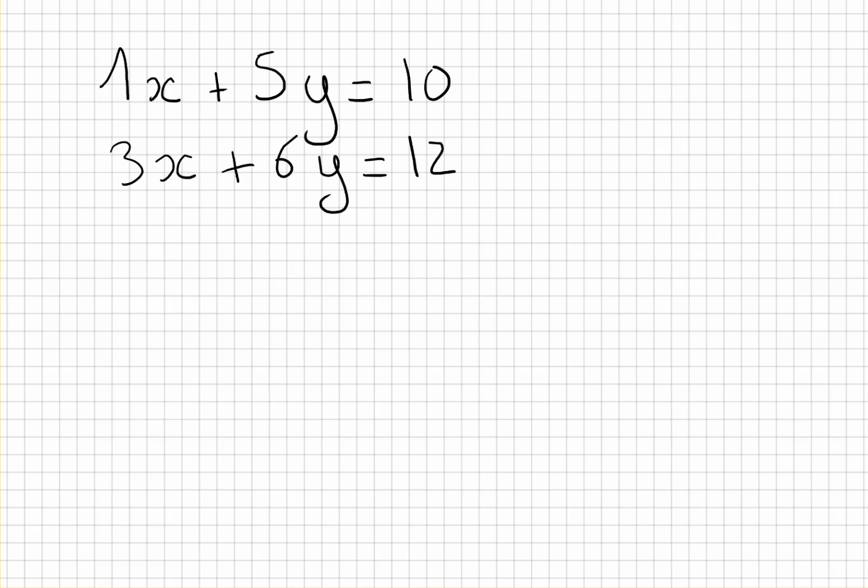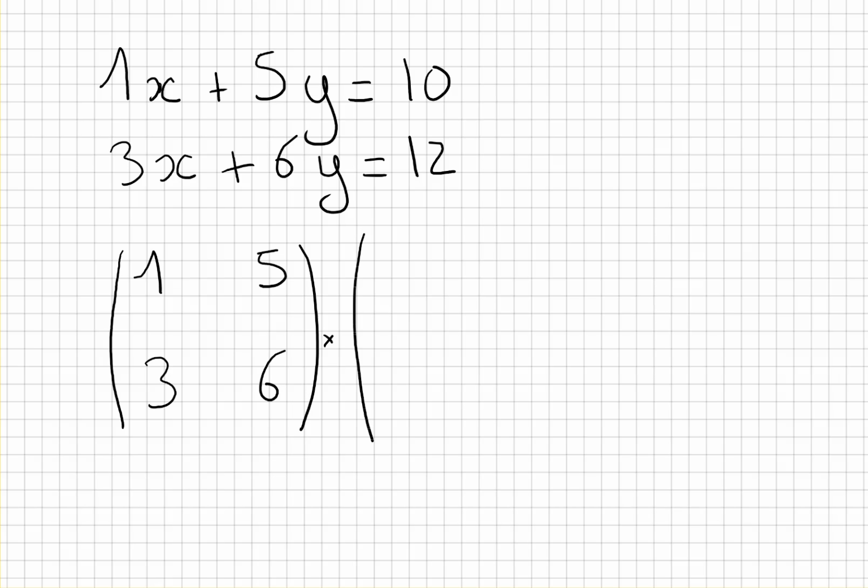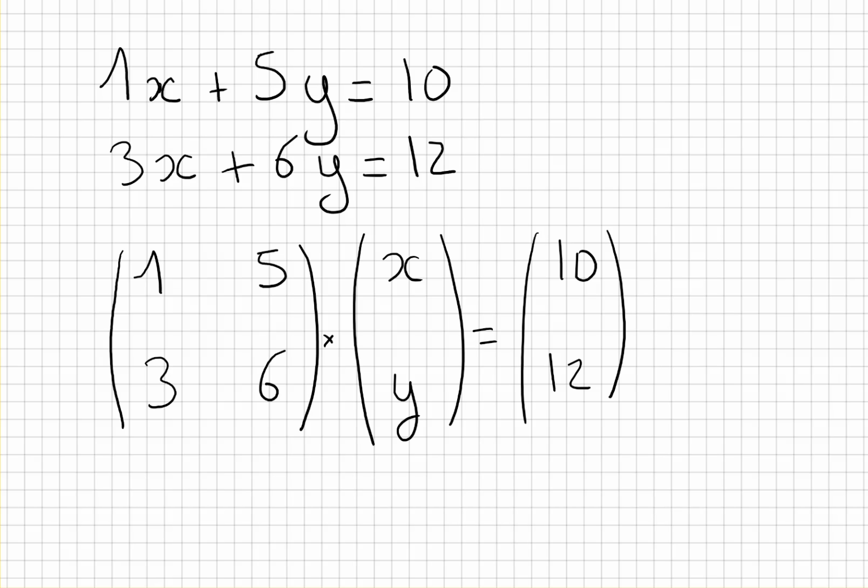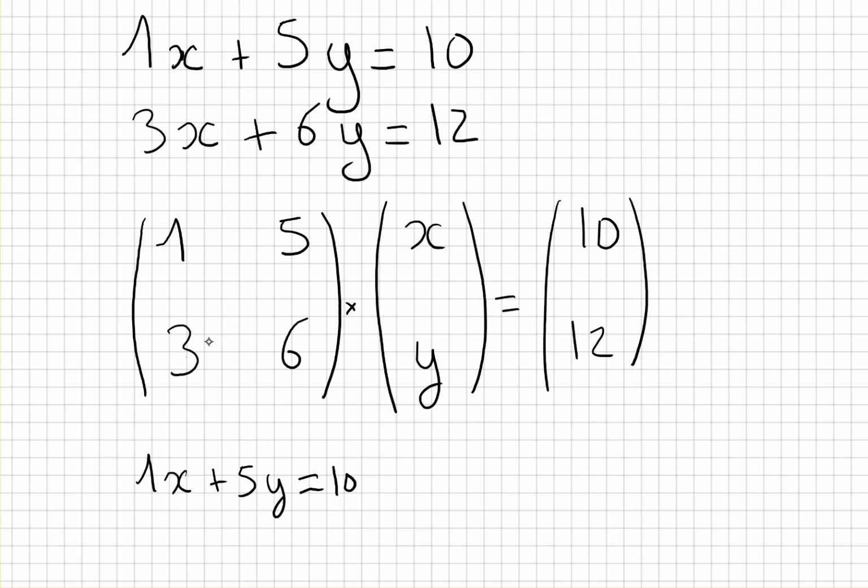Okay, so to solve this system we will use matrices, and the matrix will be [1, 5; 3, 6] times x and y, equal to the matrix 10 and 12. Why? Because if we do the matrix multiplication, we get 1 times x plus 5 times y equal to 10, and the second row will be 3 times x plus 6 times y equal to 12. So yes, this system of equations is equivalent to this matrix system.